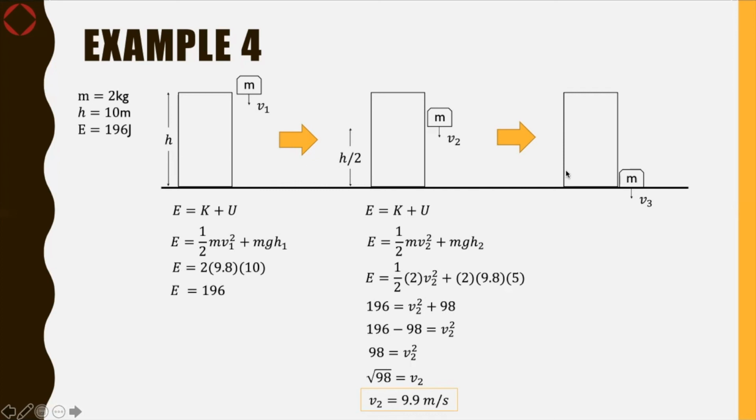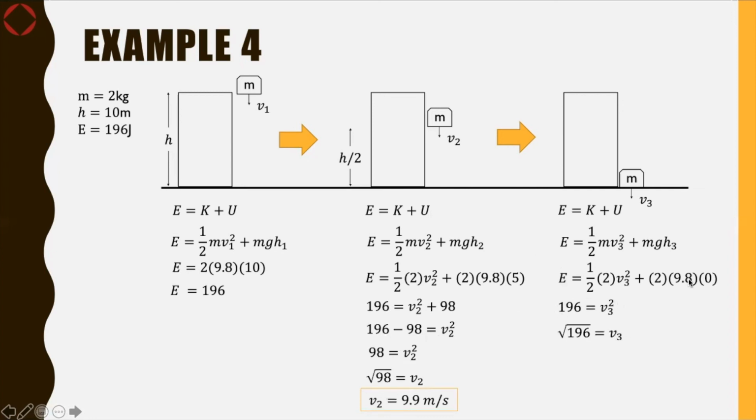Now at the bottom, we do exactly the same again. E equals K plus U. We substitute the values. Now the height, well, it is at the very bottom, so the height is 0. The mass is still the same for both of them. The available energy is still 196. We take the square root of that, and we get that it is 14 meters per second.